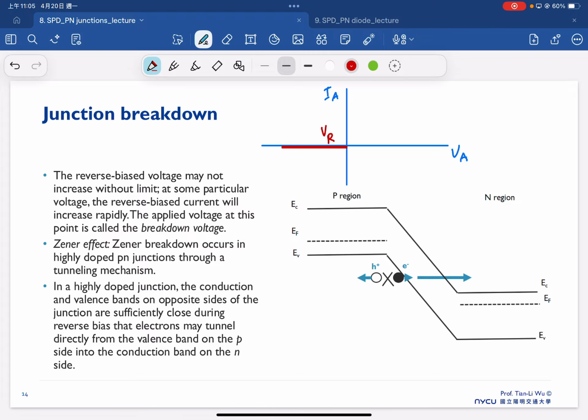But in reality, once you really try to measure by increasing the reverse bias as much as you can, you will start to see some non-ideal effects, where the current starts to increase and there is a huge current increase. The voltage that causes this huge current is normally called the breakdown voltage.